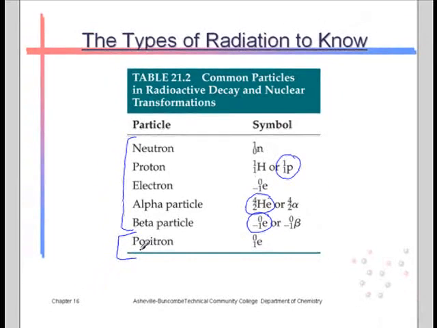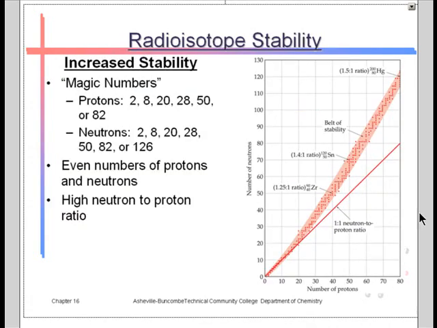The other new one on here is a positron, and all it is, is an electron with a positive charge. We'll be using that in what's called a positron emission process, where a radioisotope can decay and kick off a positron. Why does a radioactive substance do what it does? Well, it's trying to gain some kind of stability, and that's what we see on this particular chart.